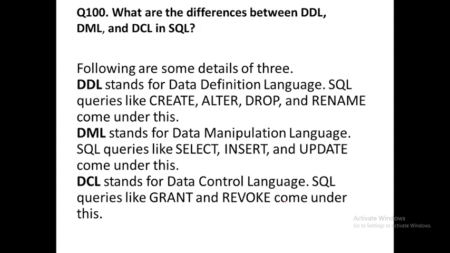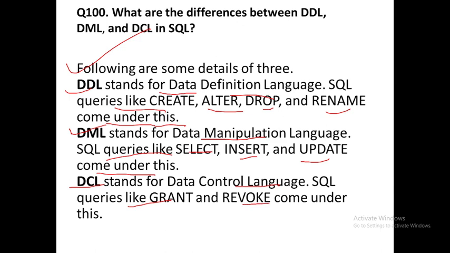What are the differences between DDL, DML, DCL and DQL? The following are the details. DDL stands for data definition language. SQL queries like create, alter, drop and rename come under this. DML stands for data manipulation language. SQL queries like select, insert, update come under this. Data control language: SQL queries like grant, revoke come under this.